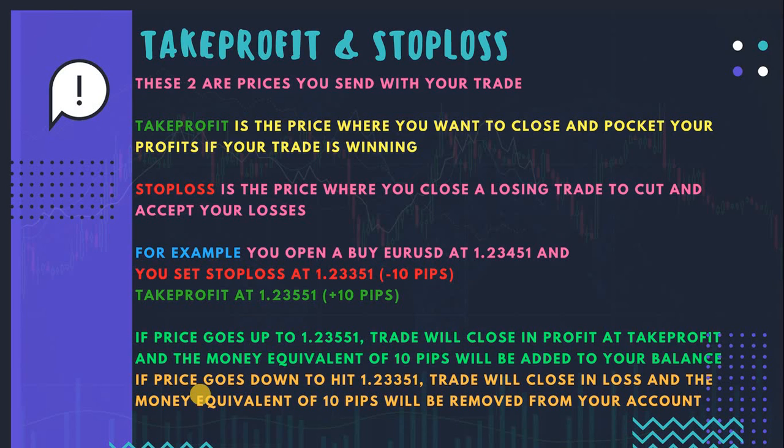If price goes up to your take profit price, then the trade will close with a profit of 10 pips, and the money equivalent of that profit will be added to your account. But if price goes down to hit the stop loss, you will have a loss of minus 10 pips, and the money equivalent of that will be taken from your account by the broker.